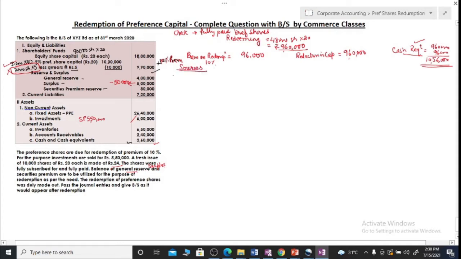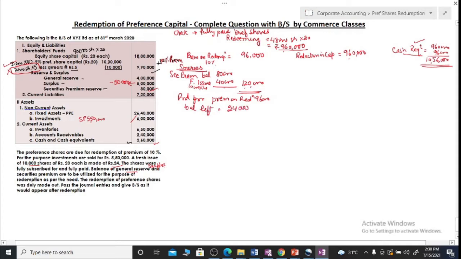So sources for premium on redemption are: number 1, available securities premium. You know that you have a securities premium balance of 80,000 here, and you are making a fresh issue of 10,000 shares with 4 rupees premium. So on the fresh issue also you will have 40,000 rupees of premium being received, 10,000 shares into 4. So our available balance is more than sufficient to write off this premium. So we can say providing for premium on redemption 96,000, and the balance left will be 24,000, isn't it?